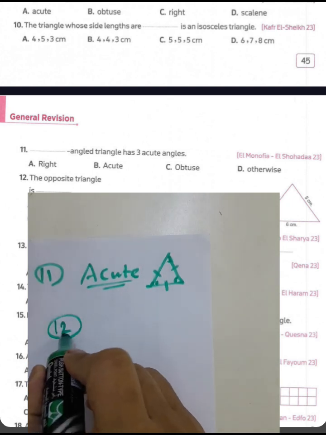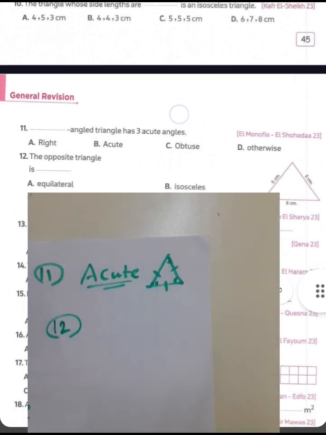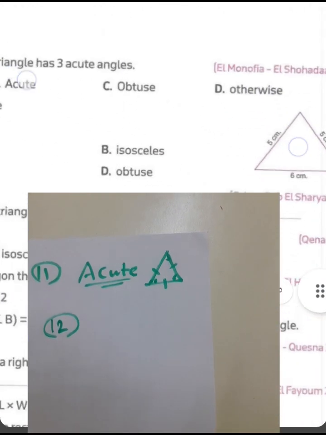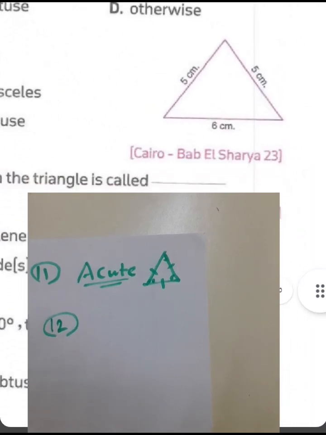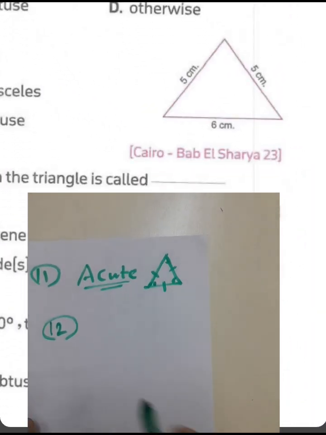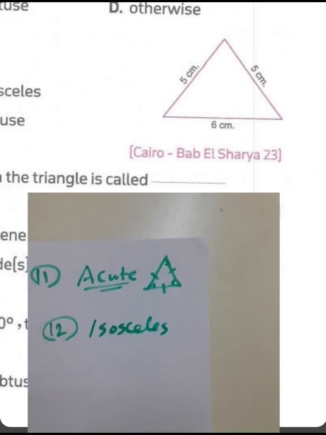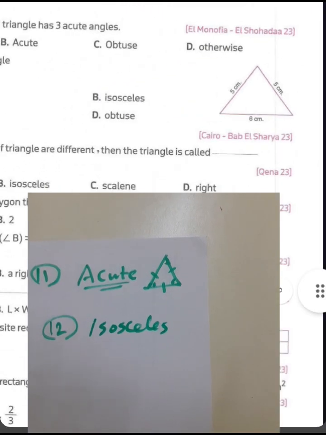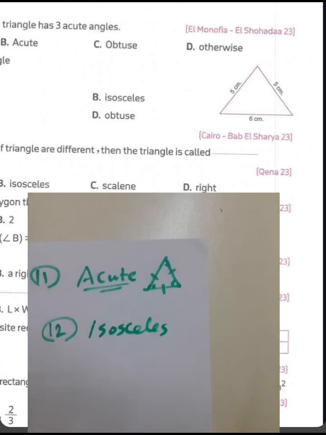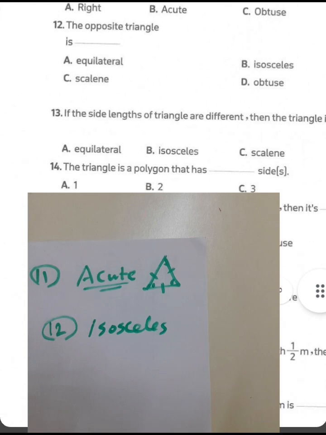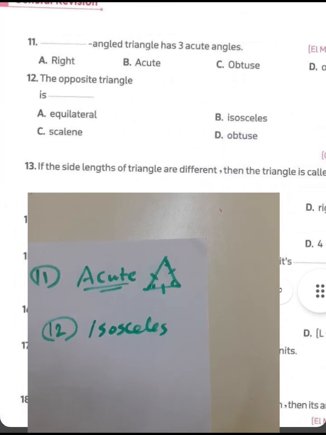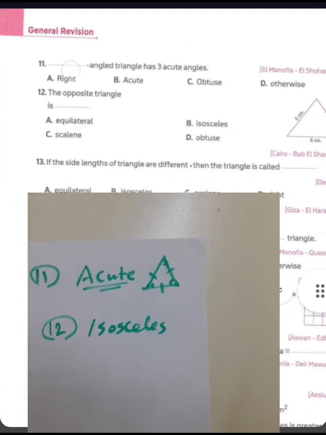Question 12. The opposite triangle is what? You can say here 5 and 5 and 6. We call it isosceles. Isosceles triangle. Choose letter B, because we have 5 and 5 centimeters and 6 is not equal to 5. Then we call it an isosceles triangle.